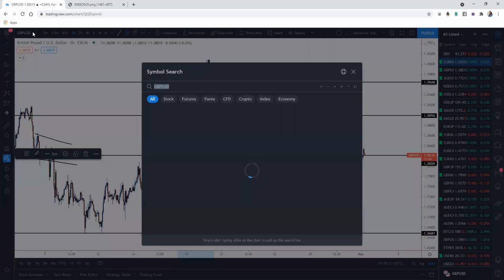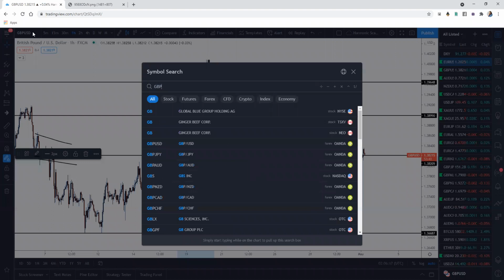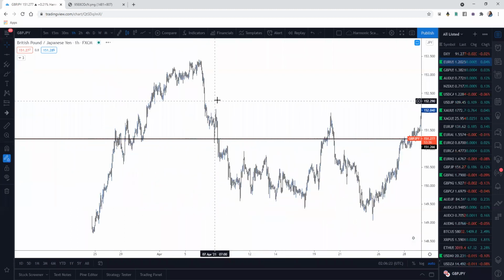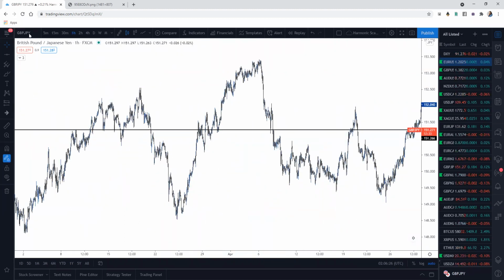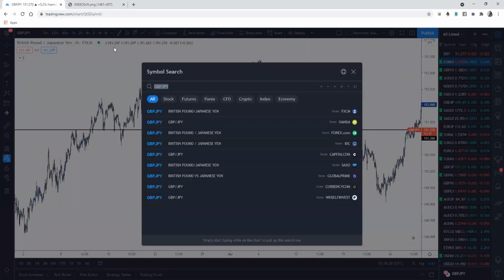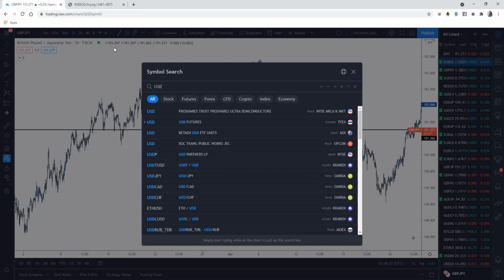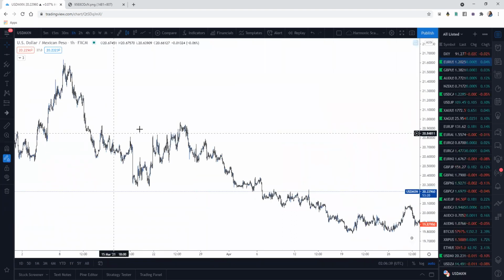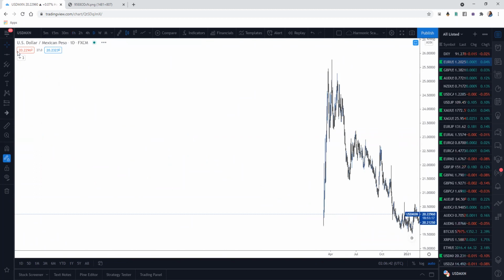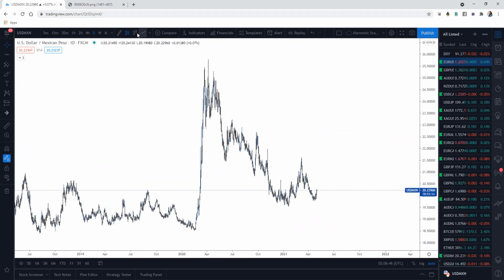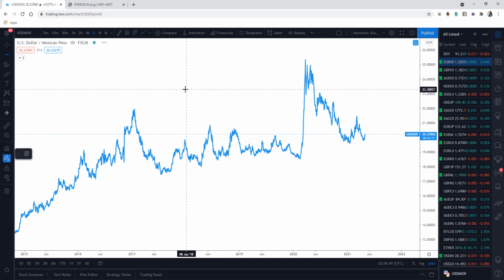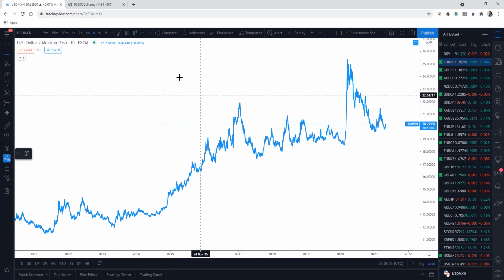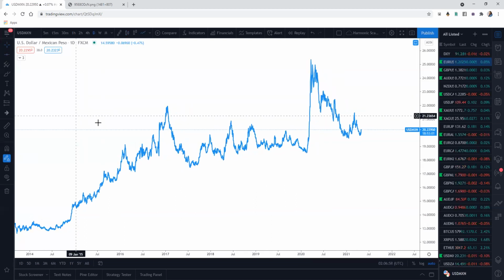Cool. So let's look at one more. Let's look at an exotic. Okay, same thing, right? All right, cool. So we're not going to go too far. We could probably start from around here.